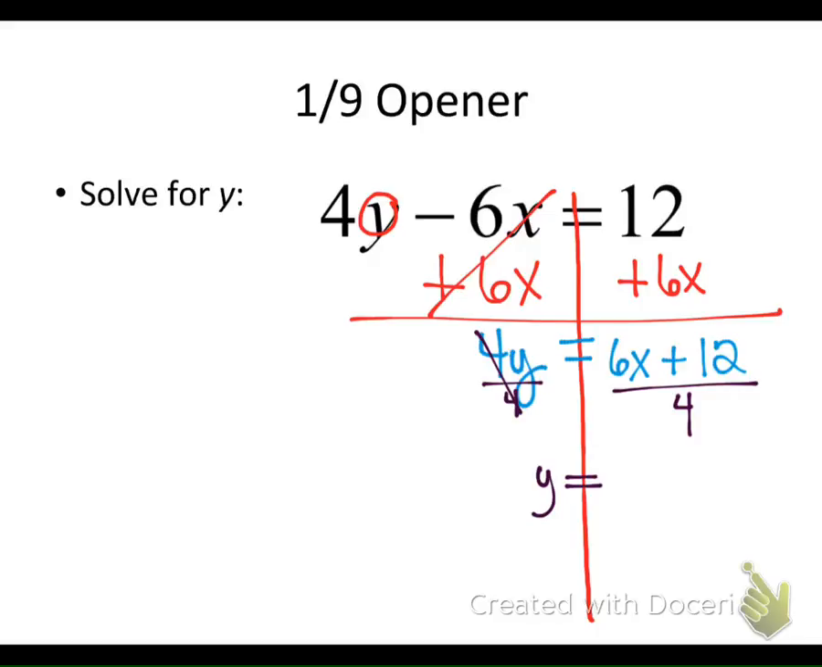So on my left side, I'm going to bring down my y. Let's redo that. Then on the right side, I'm going to go ahead and simplify it. So if I take 6x and divide it by 4, what do I end up with? A decimal again. So I'm going to have to make sure I simplify 6/4.